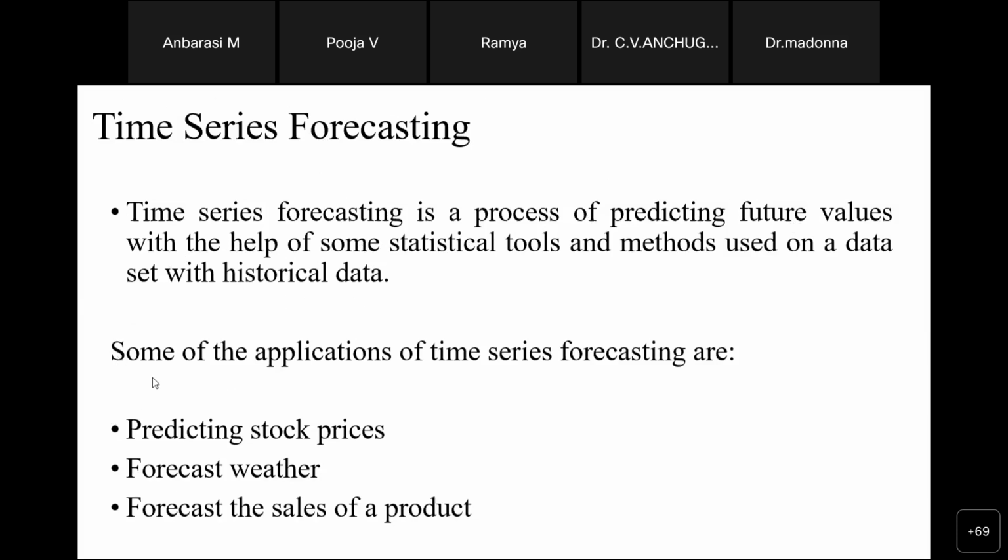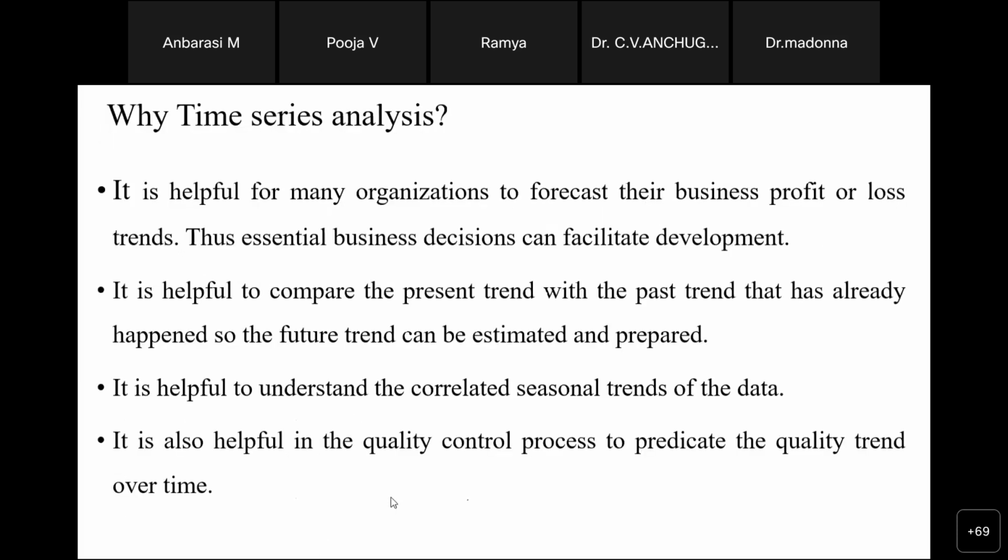Again, in forecasting these are the applications we use it for: predicting the stock price, even the weather, whether rain will come tomorrow or not, or predicting the sales of a product. So these are the applications we have for time series forecasting.